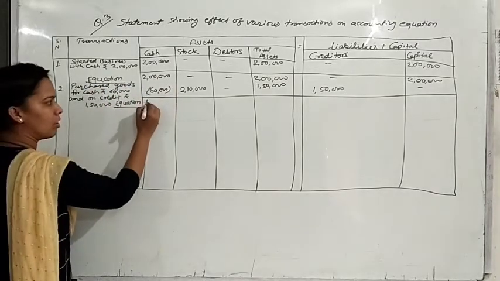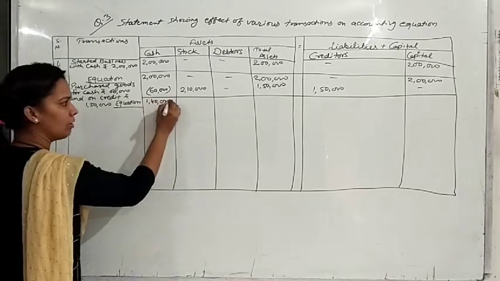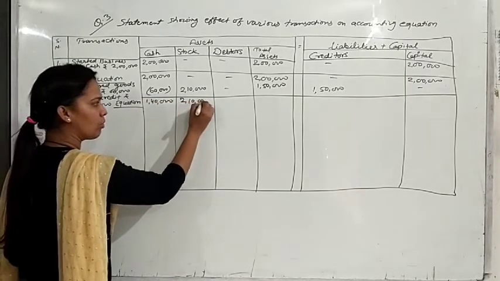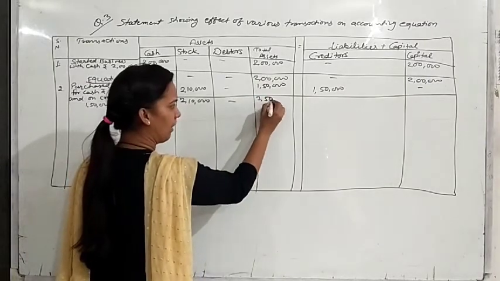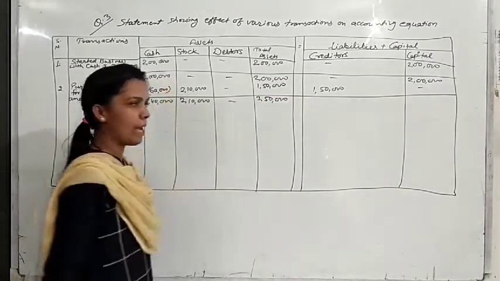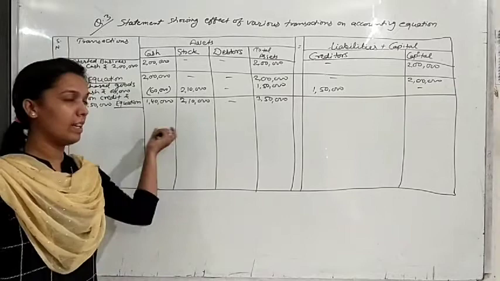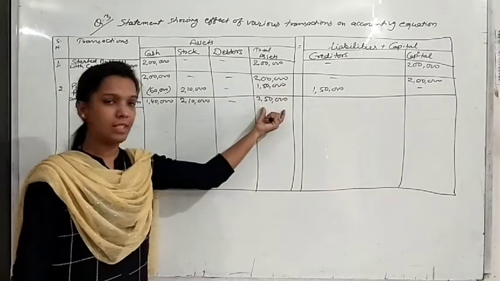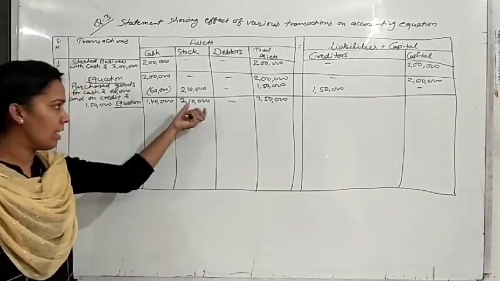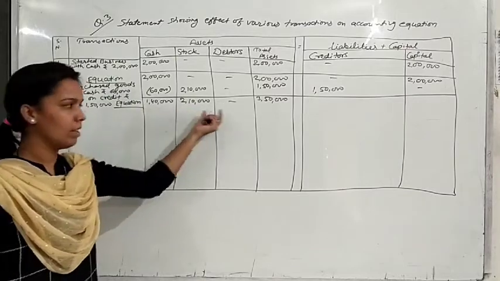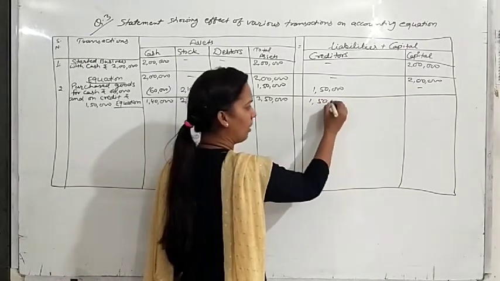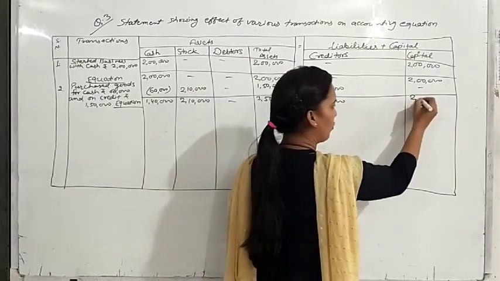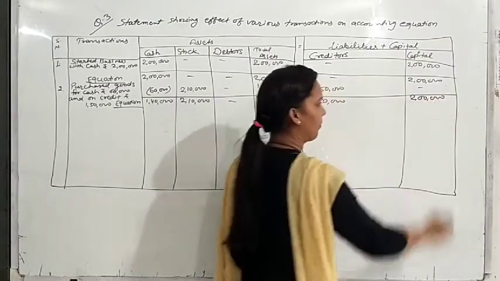Two lakh minus 60,000, that is 1,40,000. Here 2,10,000. 2 lakh plus 150, that is 3,50,000. As I told you, you should match your total assets vertically and horizontally. Vertically it is 3,50,000 and horizontally also 140 plus 210, that is 3,50,000. Creditors are of 1,50,000 and capital is of 2 lakh rupees.